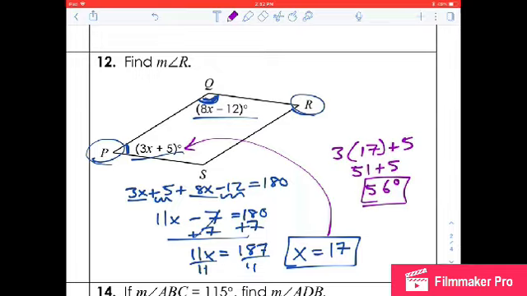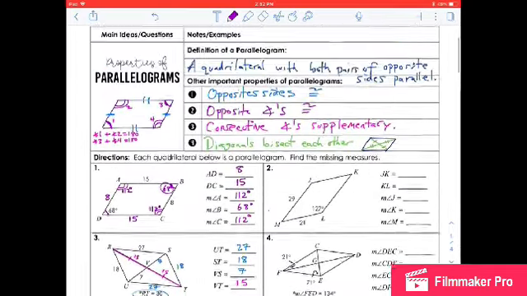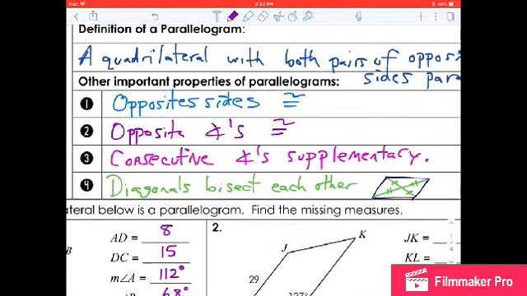And there we are. So those are the 4 properties we're going to have to really get used to. And then we'll talk about those diagonal angles as well in class.